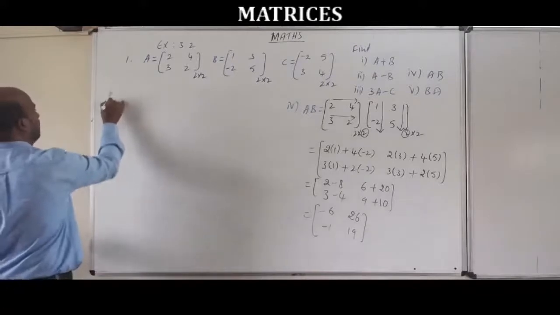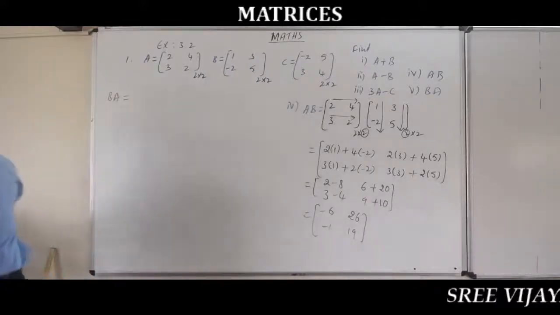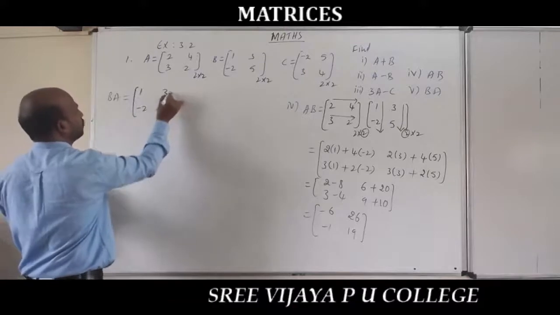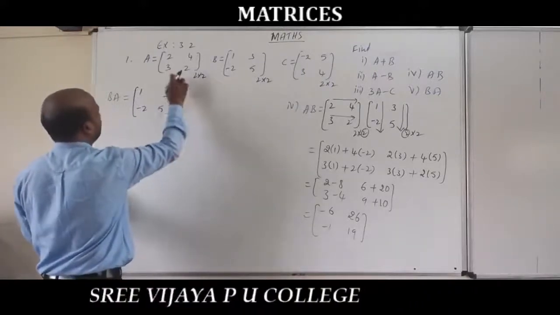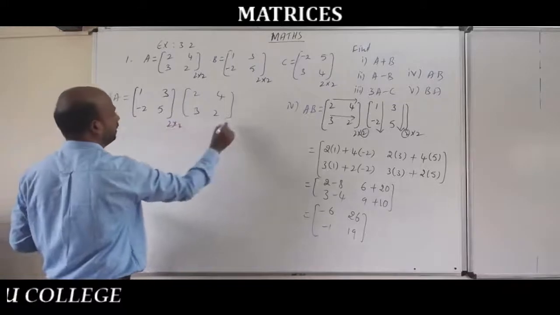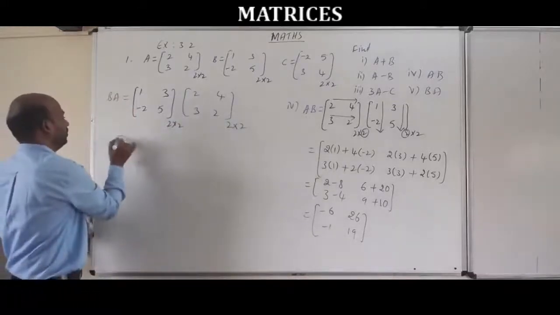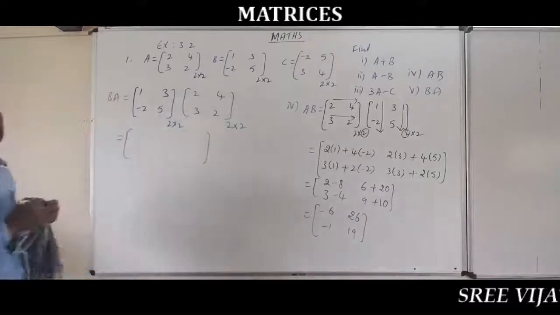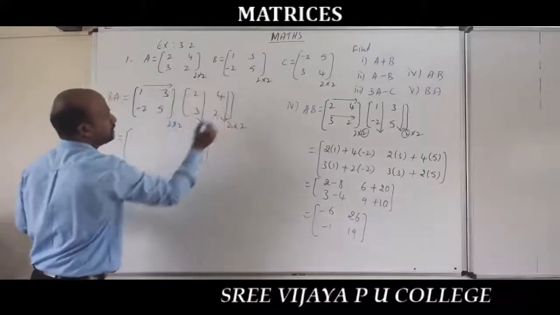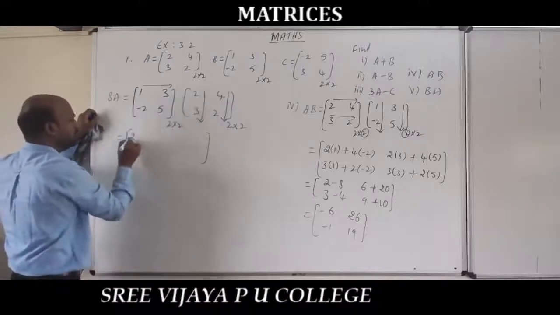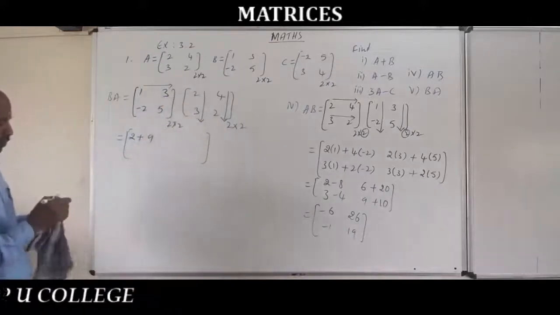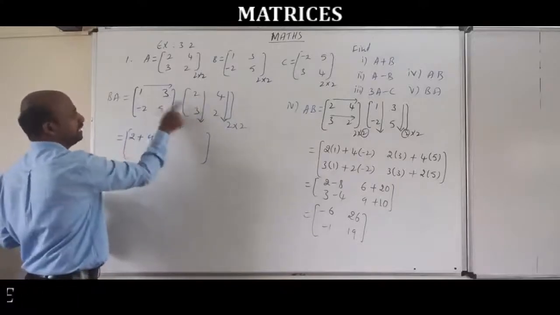And now the matrix B into A. Matrix B is 1, 3, minus 2, 5. Matrix A is 2, 4, 3, 2. Again, B is a matrix of order 2 by 2 and A is a matrix of order 2 by 2. So let's try to write directly. First row, first column: 1 into 2, it is 2, plus sign, second element 3 into 3, it is 9.